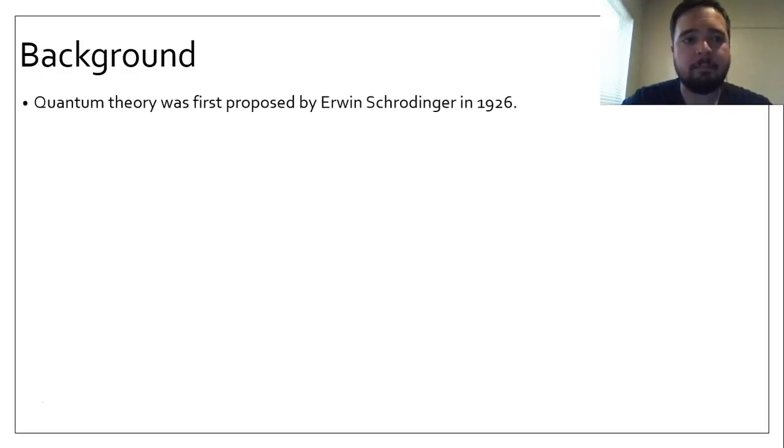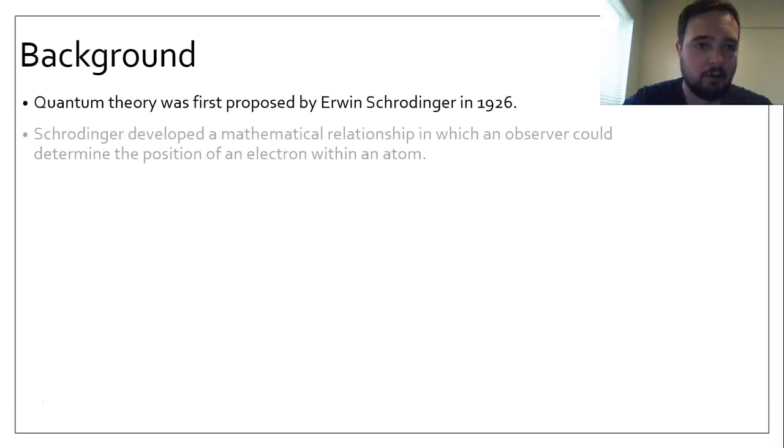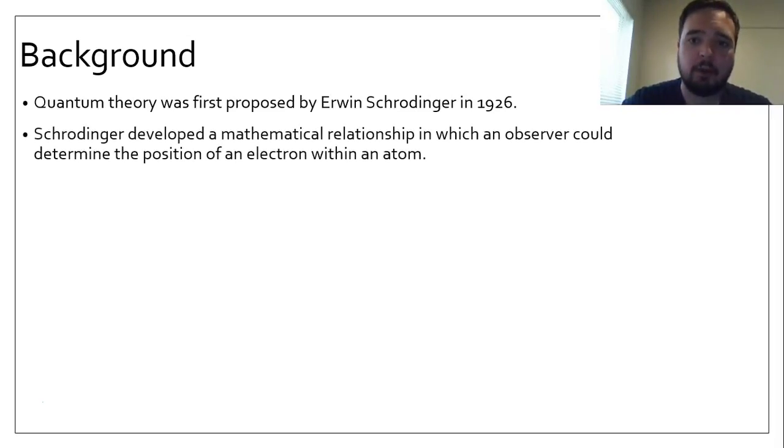So a little bit of background. Quantum theory was first proposed by Erwin Schrödinger in 1926. Schrödinger developed a mathematical relationship in which an observer could determine the position of an electron within an atom. So this goes back to Schrödinger's cat that we talked about in the previous episode. But he was actually able to define a mathematical proportion or relationship between the energy of an electron and the position of it at the same time.